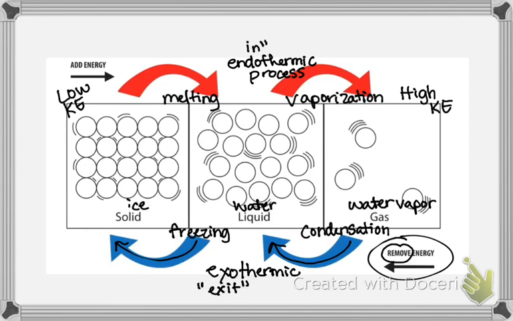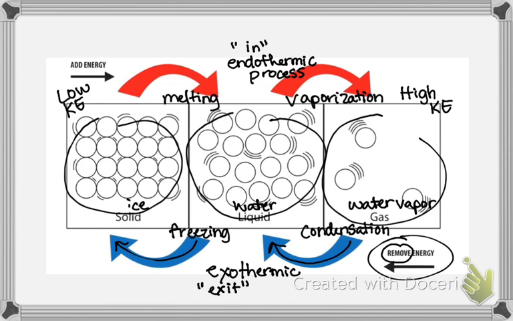So in order for these particles to slow down, you can see these gas particles start to slow down when they become a liquid, and even more so when they become a solid, they have to release their energy, get rid of it. So energy leaves, and these are exothermic processes.